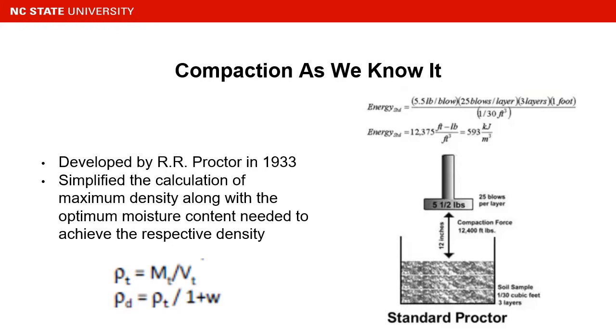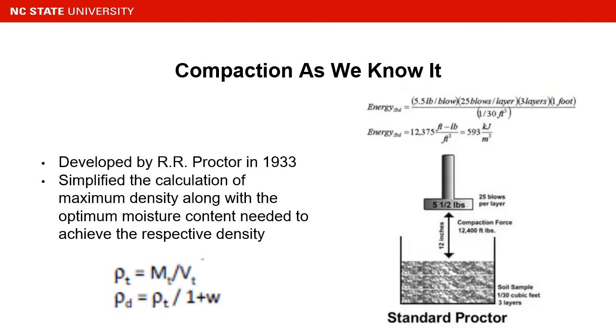So how did modern-day compaction come to fruition? Well, it was developed by Ralph Proctor in 1933. Hence the Proctor lab test, and it was created as a function of dry density, water content, compactive effort, and soil type.